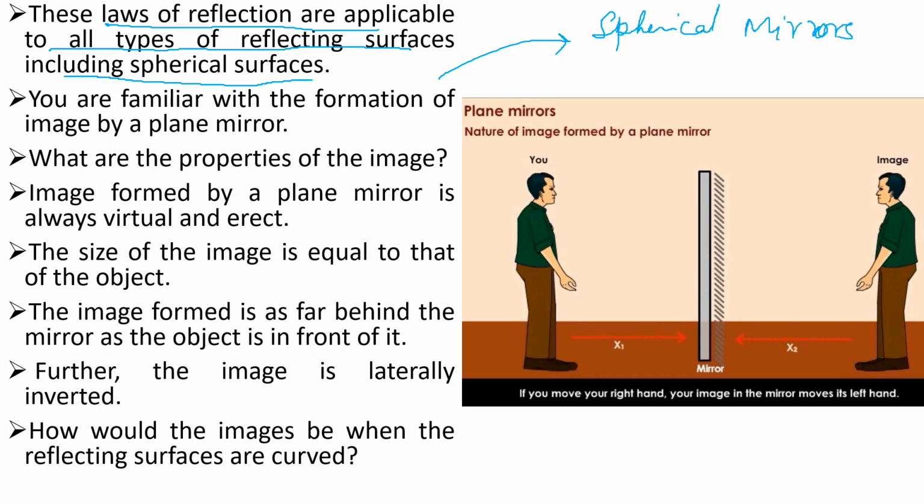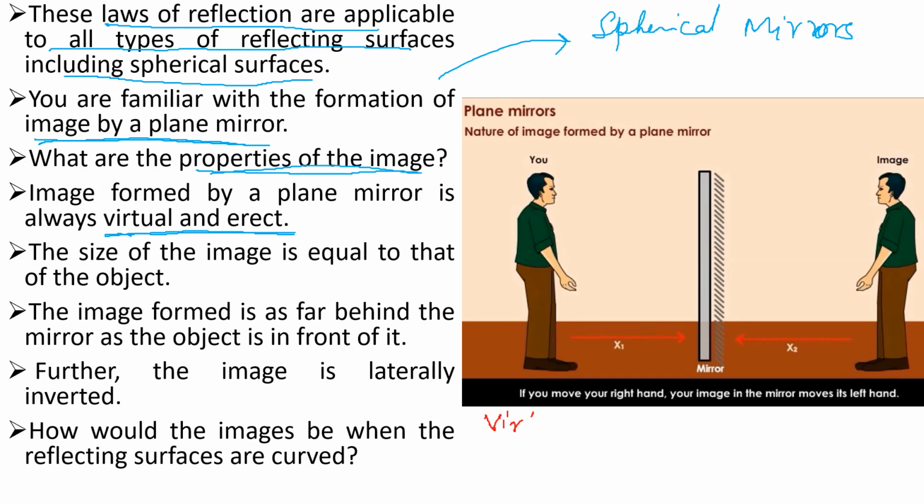Here we are going to talk about the image formation by plane mirror. All of you have seen plane mirror. Every day you must be looking into the mirror. What are the properties of the images formed by the plane mirror? Tell me. Looking at the figure only you can see image from the plane mirror is always virtual and erect. Virtual means can't be obtained on screen.